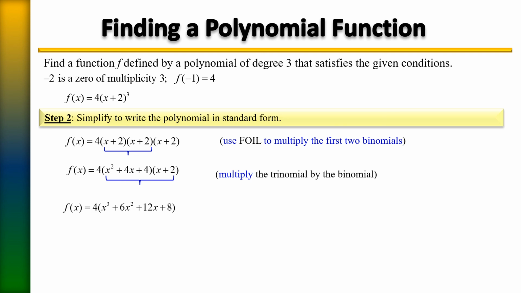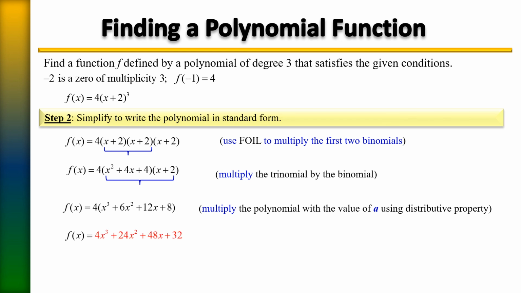Lastly, you're going to distribute the 4, multiply the 4 by all the terms that are in the parentheses. And once you do that, you have your answer in standard form. There you have your given equation, f of x equals 4x cubed plus 24x squared plus 48x plus 32.